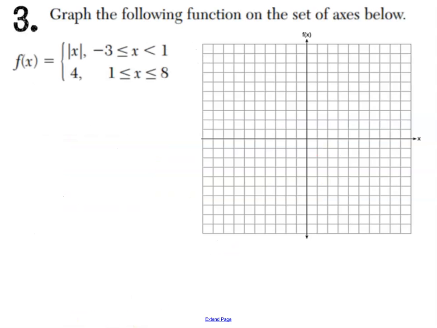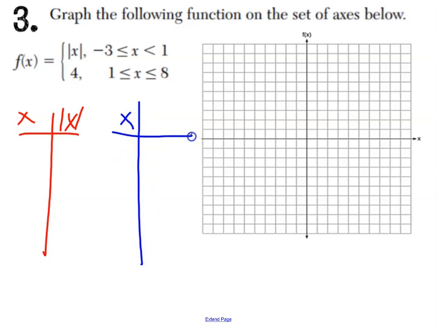All right, let's try one more. So for this function, I have inputs that range from -3 to 1, and then from 1 to 8. So if you'd like, you can actually make 2 separate function tables if that makes you more comfortable, as opposed to trying to figure it out with them both combined.